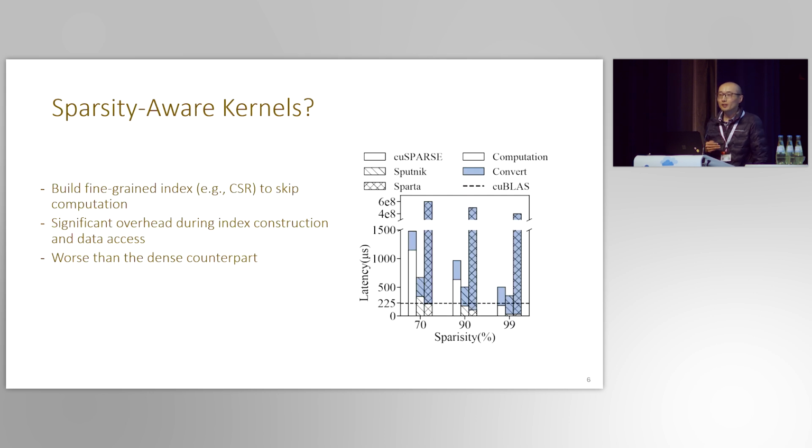Another solution is building sparsity-aware kernels, for example, Sputnik and SparTA. They build a fine-grained index to skip the computation of zero values. The online data conversion and index construction is very costly. From the right figure, we can see that the conversion overhead takes a large proportion of the execution time, especially when the sparsity ratio is high. Because of the conversion overhead, they perform worse than their dense counterpart.